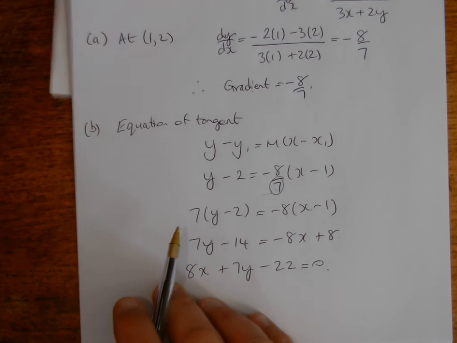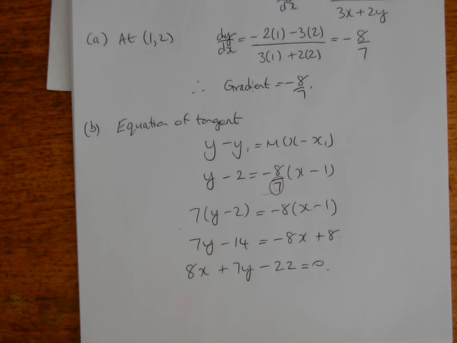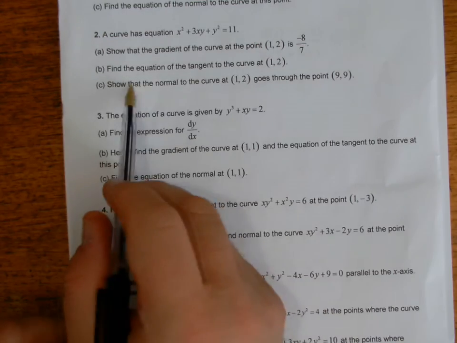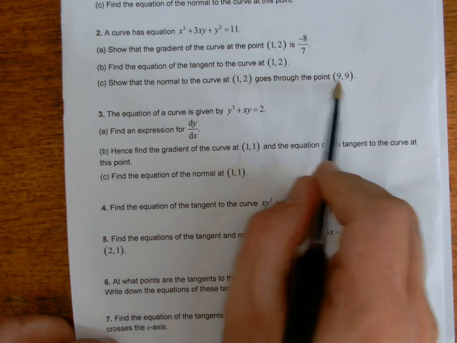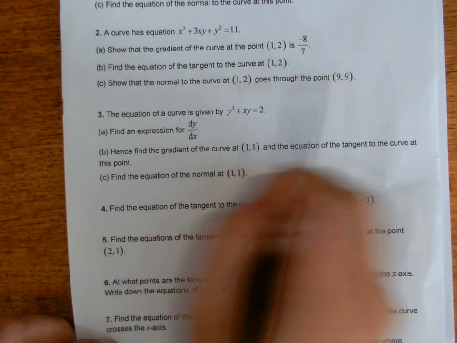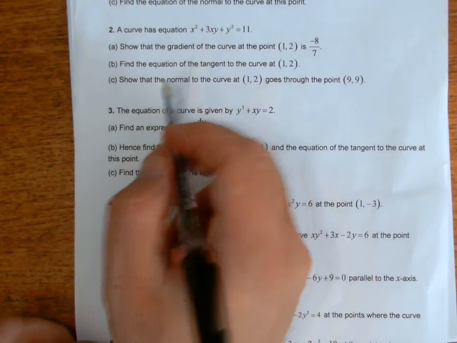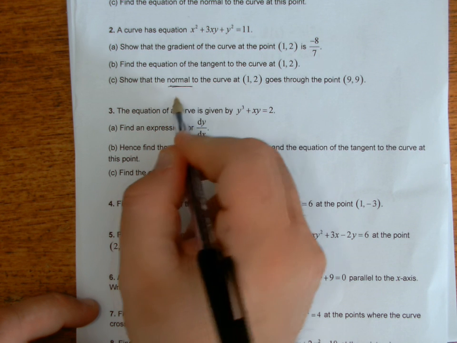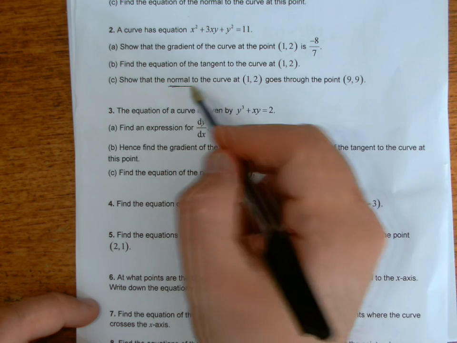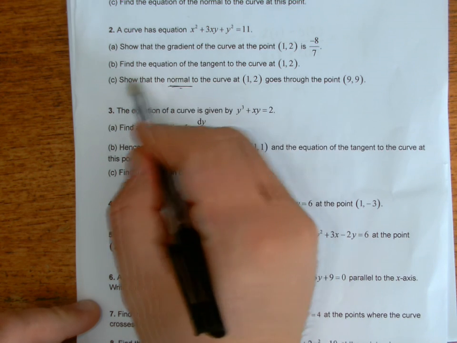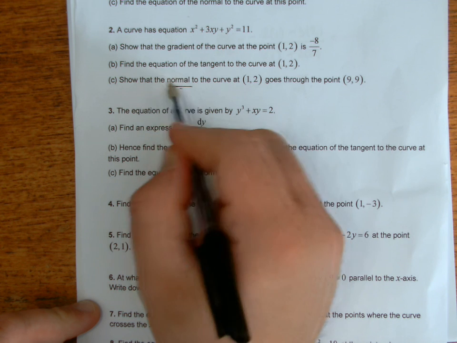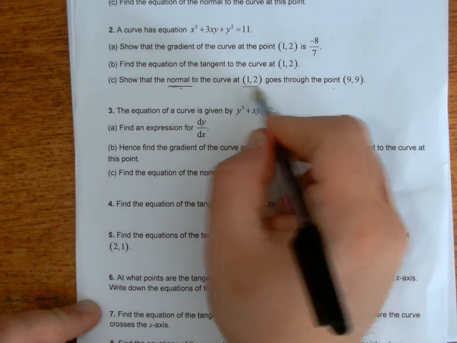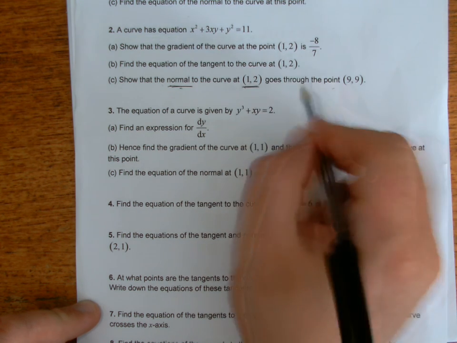So in C then, it says show that the normal to the curve at (1, 2) goes through the point (9, 9). So strange how they've questioned this here, because they're asking us to do something and they show that it goes through this point. So you wonder, how am I going to do that? Well, break it down and just focus on this first. Show that the normal to the curve. Well, we need to have some sort of equation for the normal. That's what you need to think of to start with. So what I would do is find the equation of the normal to start with. Don't worry about this bit at the end. Let's find the equation of the normal at this particular point, and we'll worry about this later.